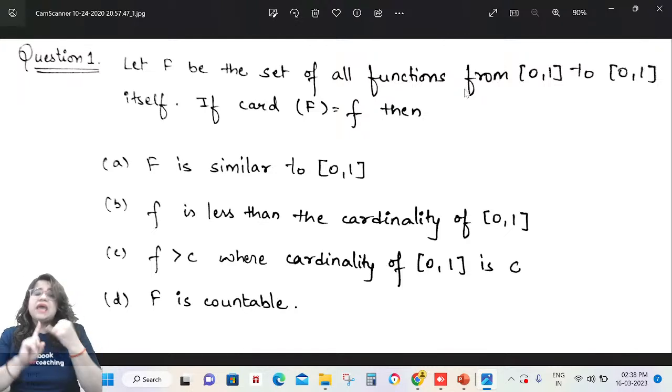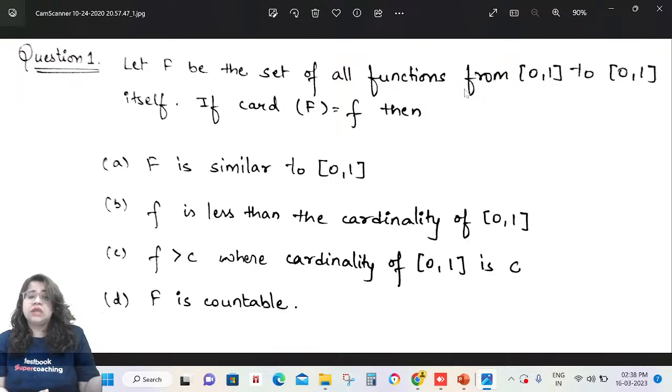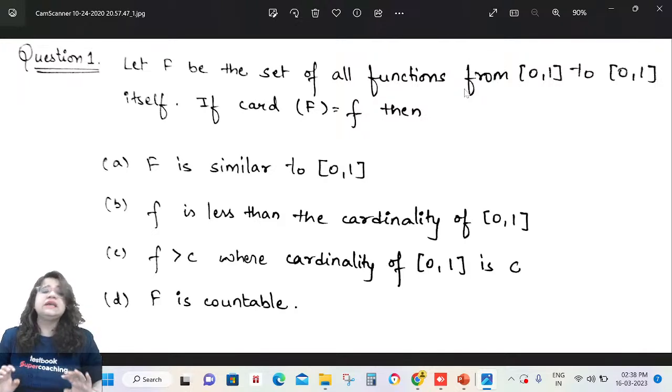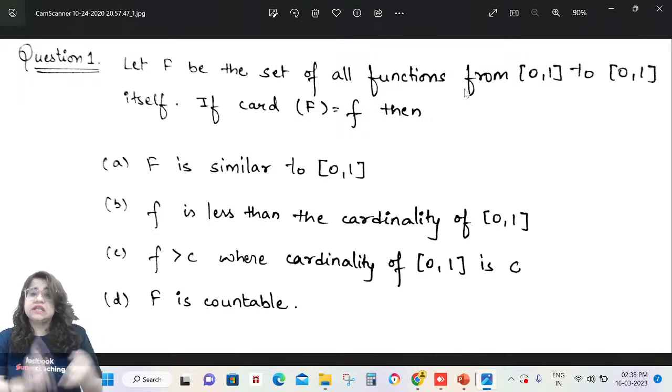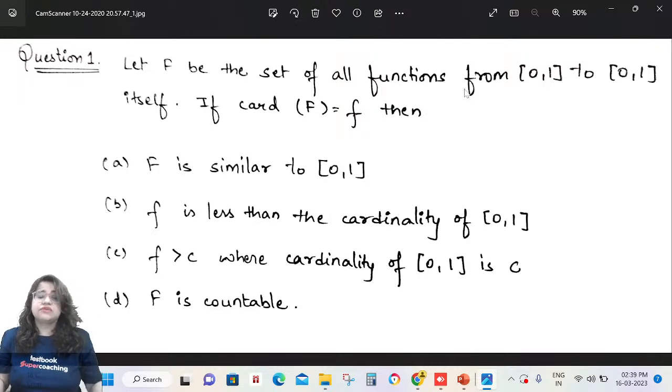So F is similar to the interval [0,1]. That's not possible at all, so option A is discarded. For option B, it says F is less than the cardinality of [0,1]. Not possible, because it's coming out to be continuum to the power of continuum. That cannot be less than continuum anyhow. It will always be greater. Option C is correct in that case. It cannot be countable, because continuum comes from uncountable sets. That's the cardinality in the transfinite numbers, so it cannot be countable. So option C is the only correct option for this question.